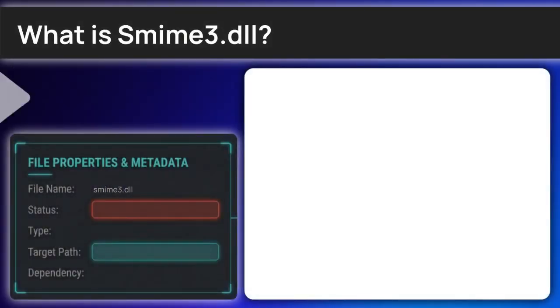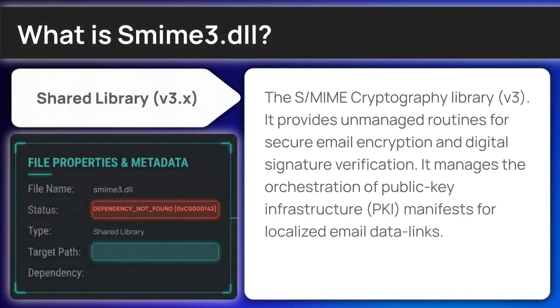This is the smime3 Library, the S/MIME Cryptography Library, v3. It provides unmanaged routines for secure email encryption and digital signature verification. It manages the orchestration of public key infrastructure, PKI, manifests for localized email data links. With that background out of the way, here is how we actually restore the missing component.